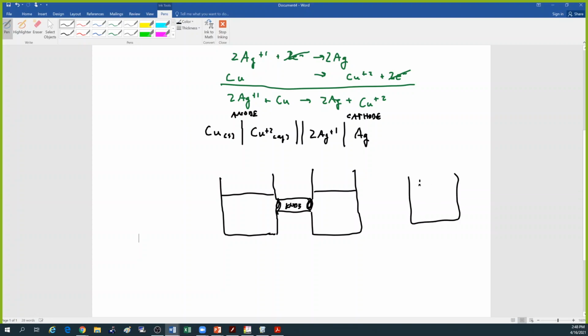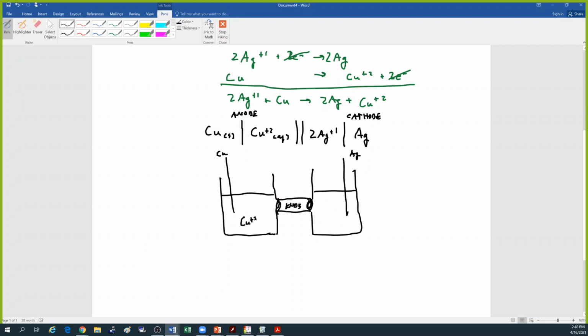You can do one kind of semi-permeable cup in another cup and put one solution here and one here. So there's different formats you might see this in. It doesn't really matter. In the end, you just need a bridge, something that connects. And then we can put our copper here, our silver here.